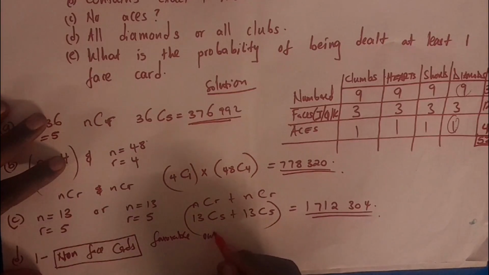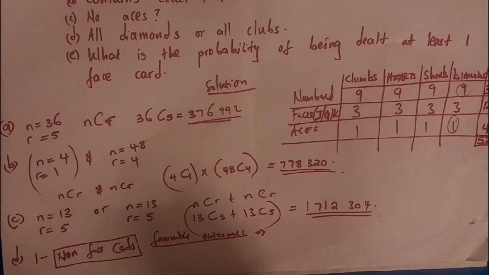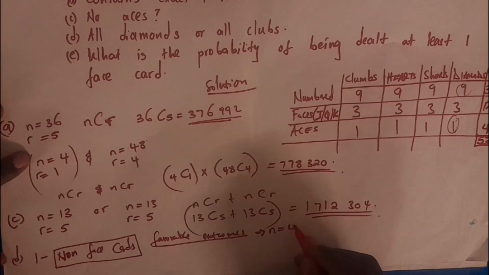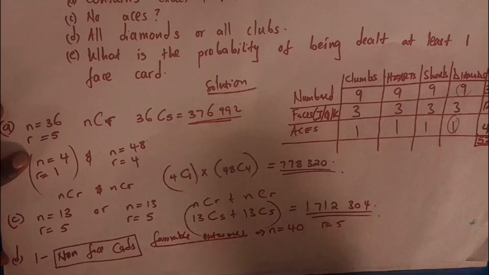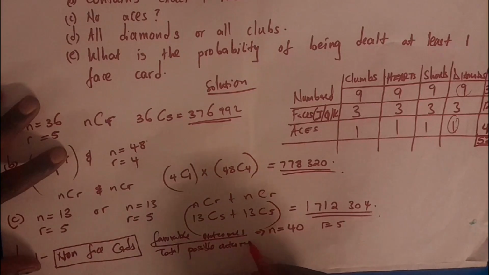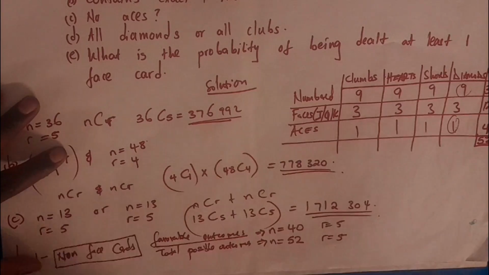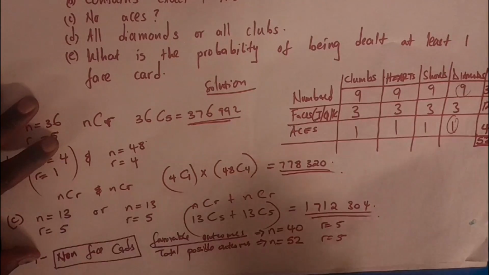For the favorable outcomes, when the question says at least, you're going to choose the complement rule. So on the complement rule, we are going to deal with the non-first cards. For the non-first cards, the n is 40 and the r is 5, and then it will be over the total possible outcomes. On the possible outcomes, our n is 52 and our r is 5.